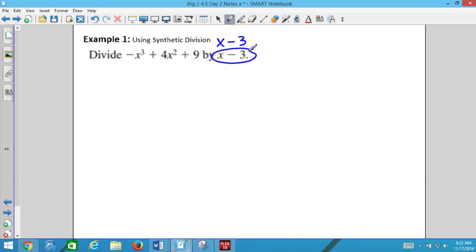So what we're going to do is find what that k value is. To find k, if you take what we're dividing by, x minus 3, and set it equal to 0 and solve for x, it will tell you what the k value is. So what do I do to solve that? Add 3. So we get x is 3. That's going to be our k value right there.